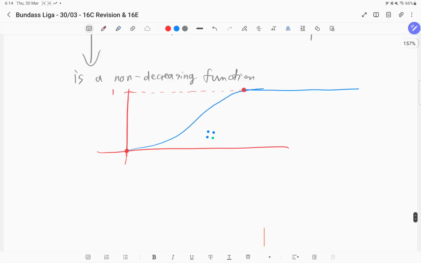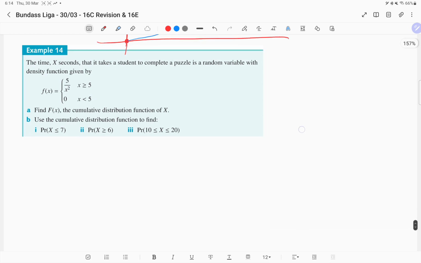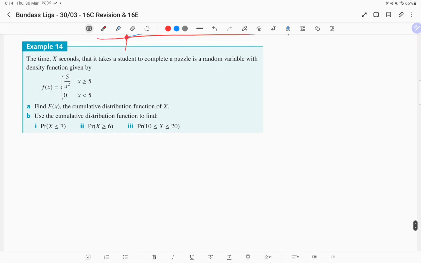Okay, all right. The time x seconds that it takes for a student to complete the puzzle is the random variable. It's just giving you the PDF, and then find big F of x, the cumulative distribution function. So once you get the idea, applying it is very easy.